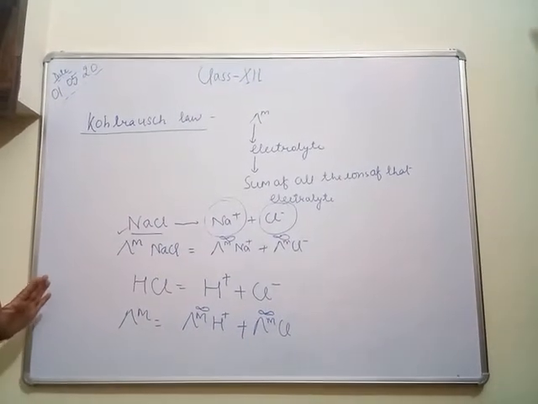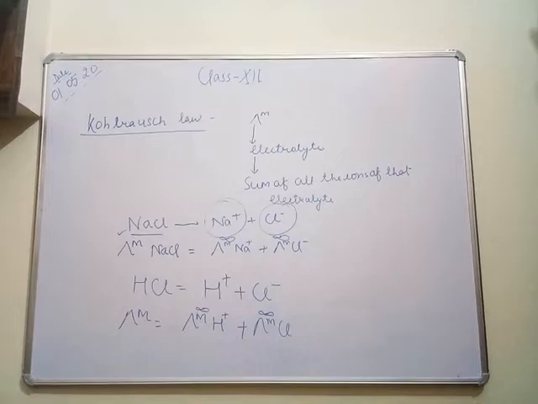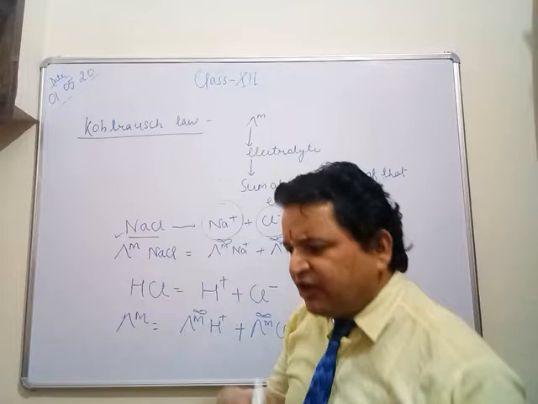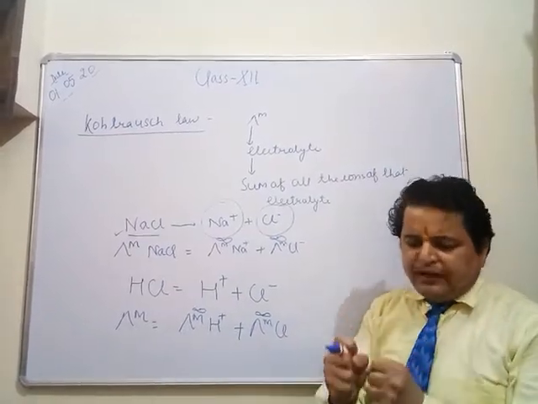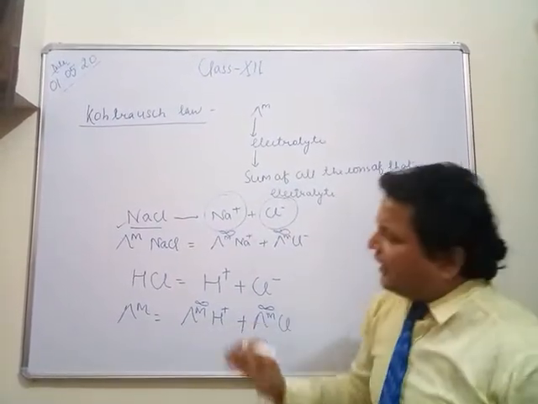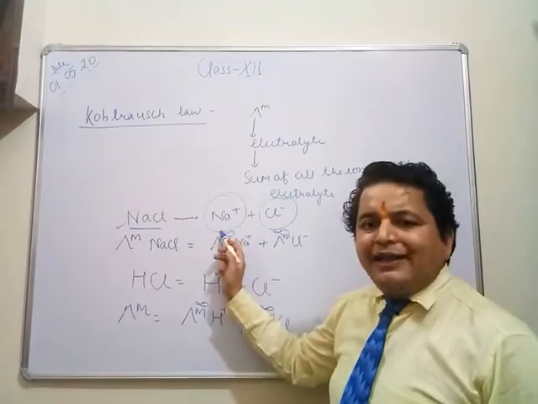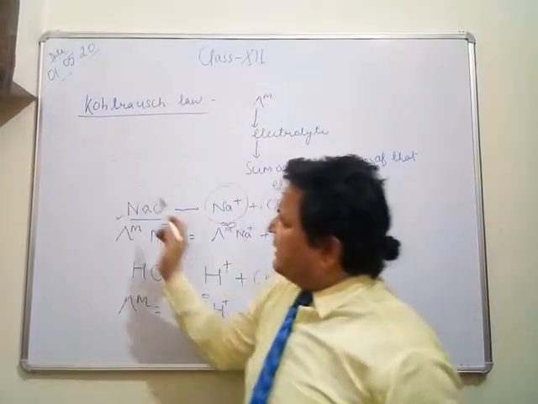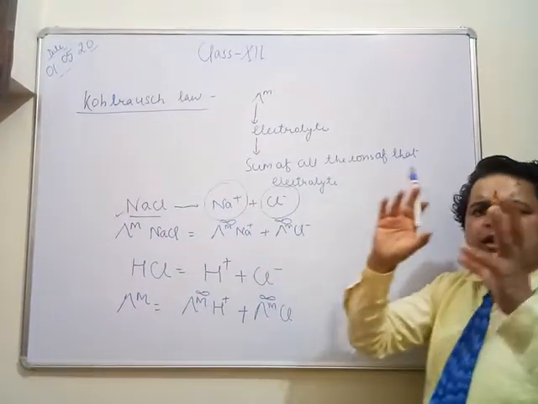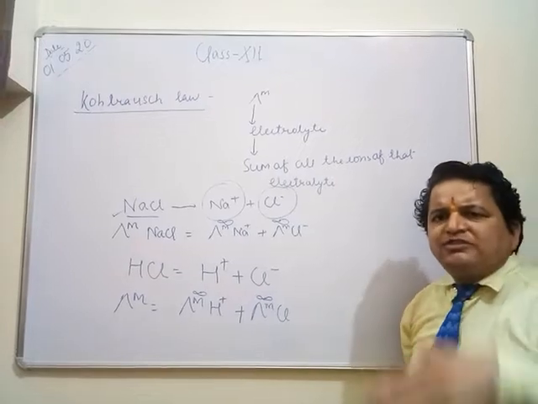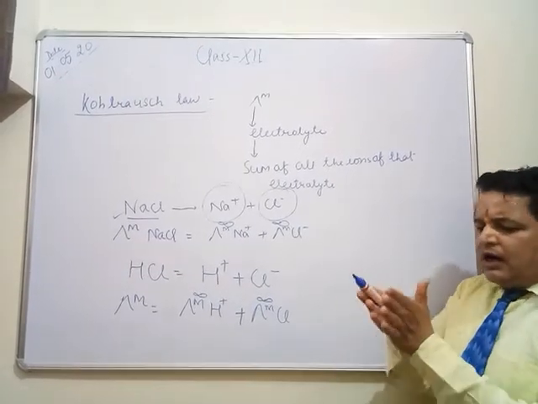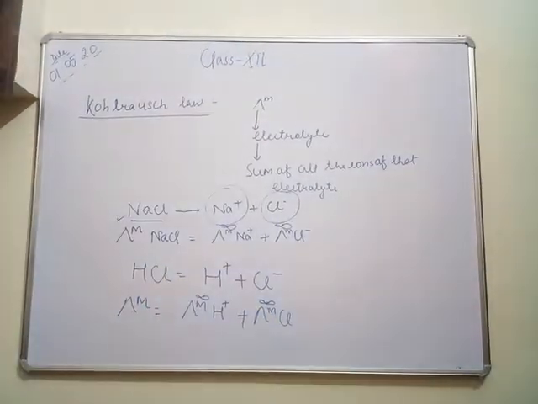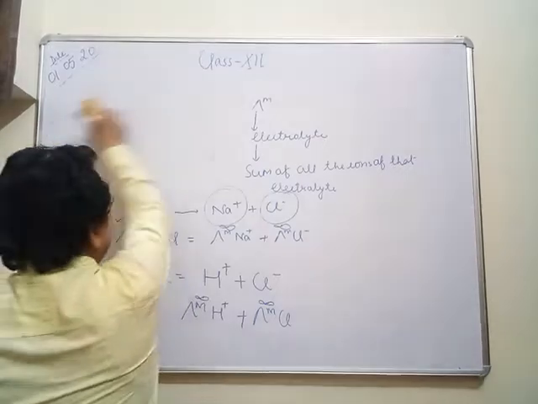It is a very simple law given by Kohlrausch, but its application is very important. We can easily understand it when we say that the conductivity of an electrolyte is due to the ions of that particular electrolyte. Kohlrausch said that the molar conductivity of any particular electrolyte is equal to the sum of the conductivity of the cation and anion. Now, where can we use it? What is the application of that particular law?